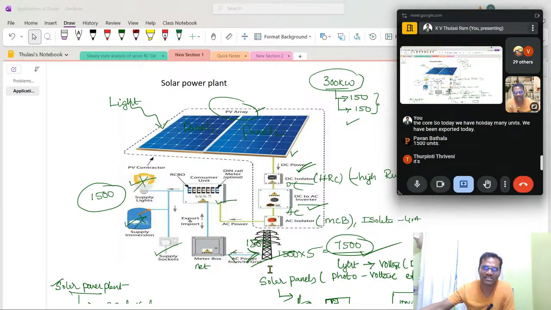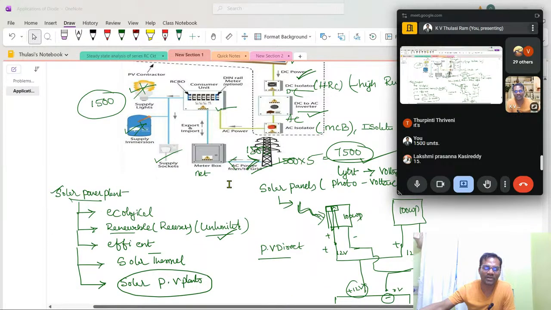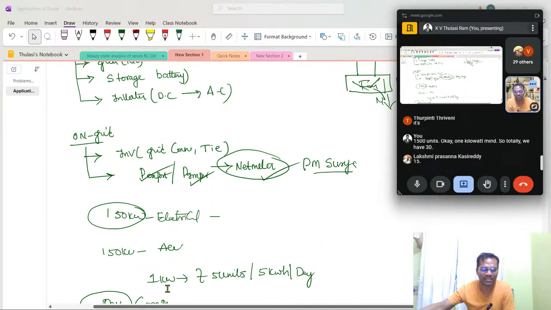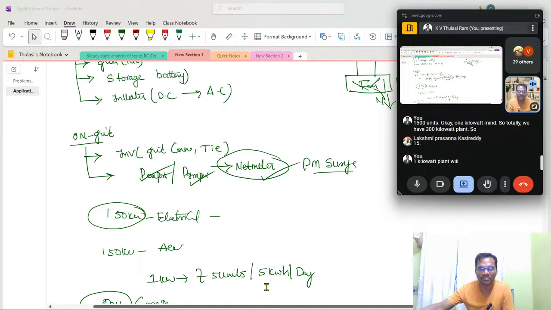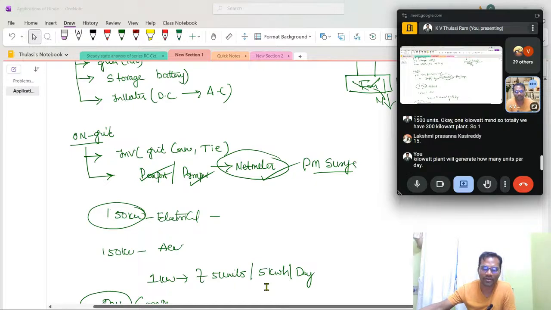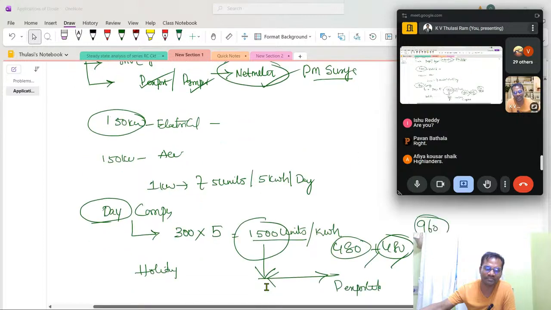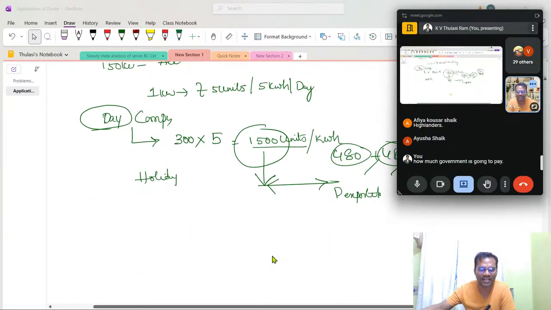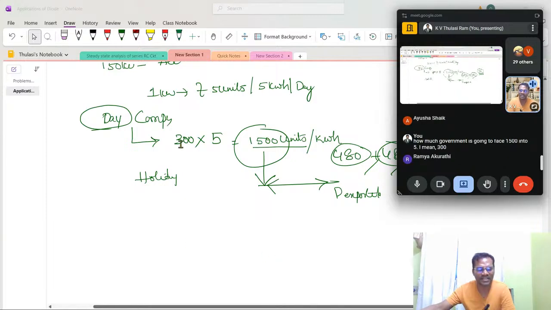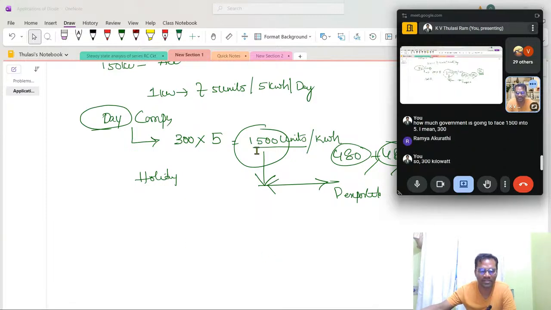1500 units. Okay, 1 kilowatt plant. So totally we have a 300 kilowatt plant. So 1 kilowatt plant will generate how many units per day? 5 units per day. So 5 into 300 is how much? 1500 units we have generated. And how much government is going to pay is 1500 into 5. I mean 300 kilowatt plant into 5, totally 1500 units.